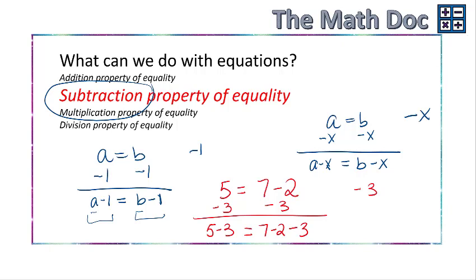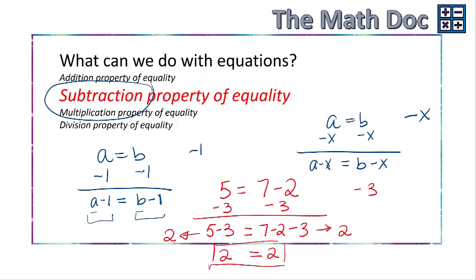So let's work out both sides. 5 minus 3, what is that going to be? That's just 2, right? And 7 minus 2 is 5, minus 3 is 2. So we end up with 2 equals 2. And that indeed is correct. So again, these are simple examples, but they're a reminder that you're allowed to subtract and add numbers or even variables from equations as long as you're careful to subtract and add from both sides.